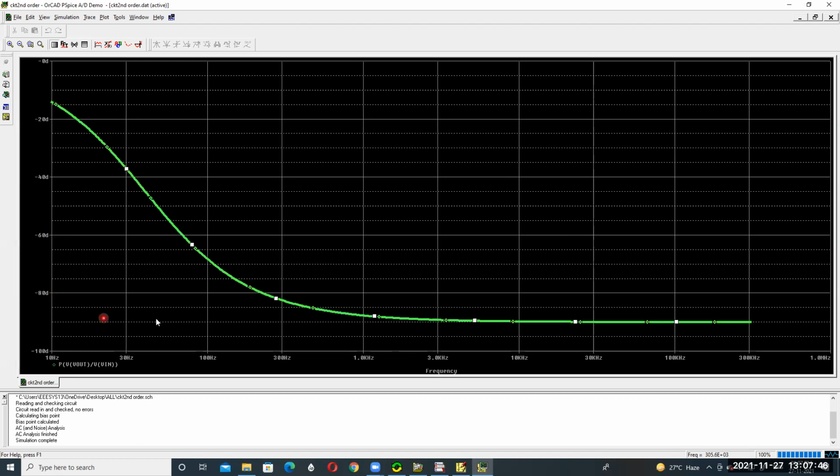So the maximum phase is minus 90 degrees. Like this, at the maximum frequency you will get minus 90 degrees. This degrees versus frequency is called the phase plot. So this is about the frequency response of a simple first order circuit.